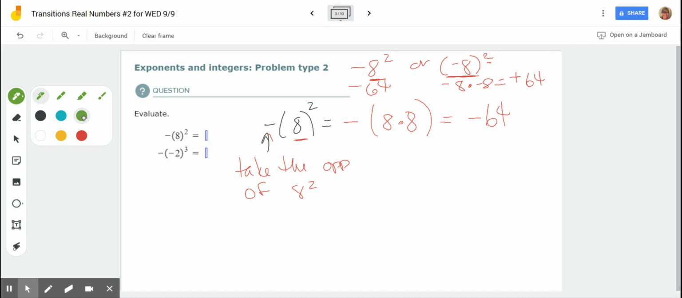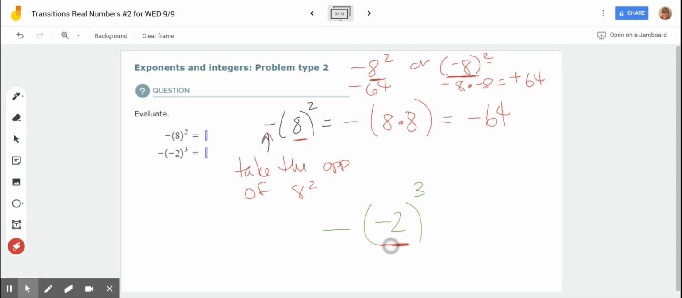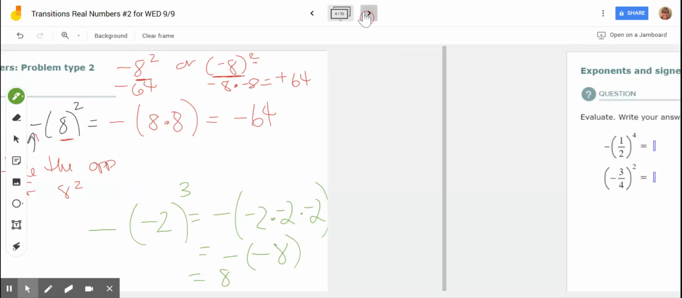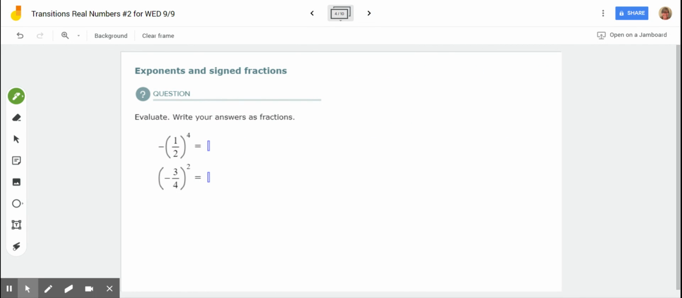Okay, it's take the opposite of negative 2 cubed. Well, the base of the 3 is a negative 2. That means take the opposite of negative 2 times negative 2 times negative 2. That is negative times negative times negative, which is a negative. 2 times 2 is 4 times 2 is 8. Positive 8 is the answer. Okay.